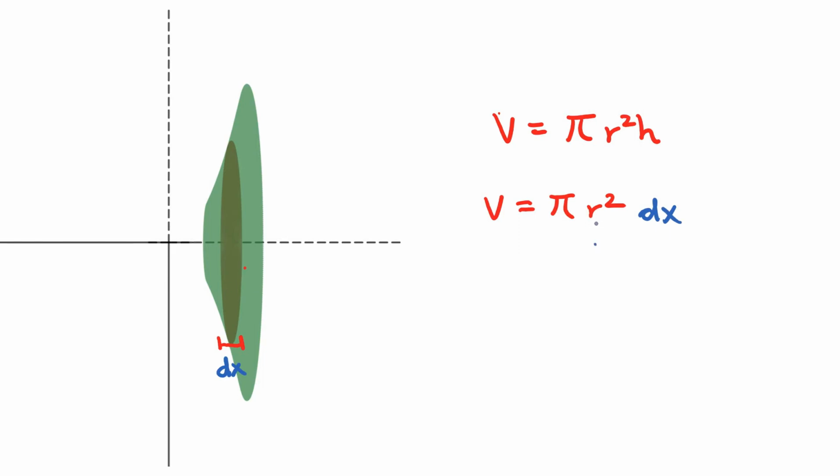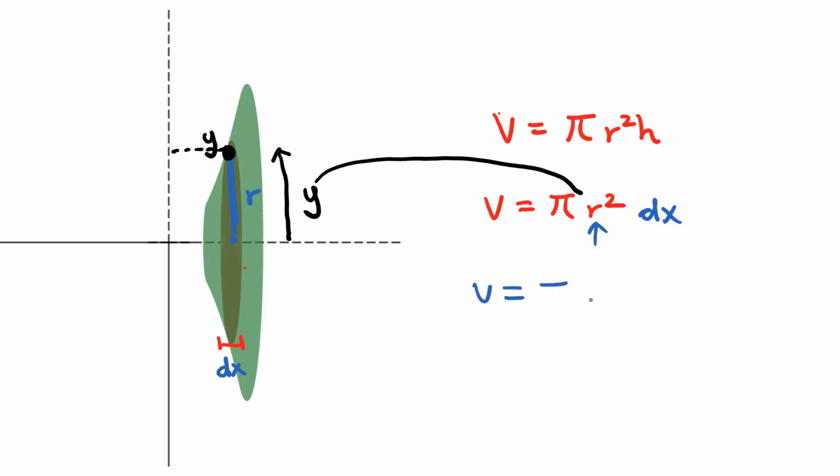Now let's focus in on the radius. The radius is pretty much this distance right here. That's my radius. And if I think about this point right here, that's really a y value. So the radius is really this y height right here. So I can now update that into my volume formula. So now my volume is going to be pi y squared times dx.